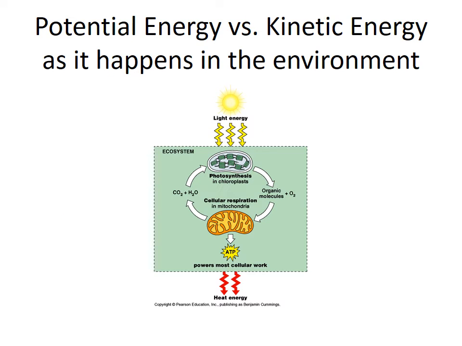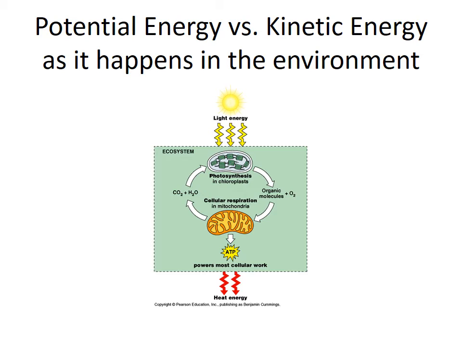In the environment, we kind of do the same thing. In the top part of the diagram, you can see we constantly have energy coming into our environment in the form of light energy from the sun. Then plants and other photosynthetic organisms are able to take that light energy and convert it into chemical energy in the form of sugars. That is an anabolic process, a building process. Because what do plants do?